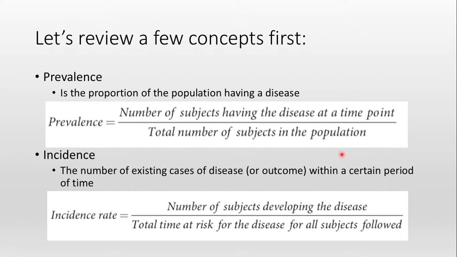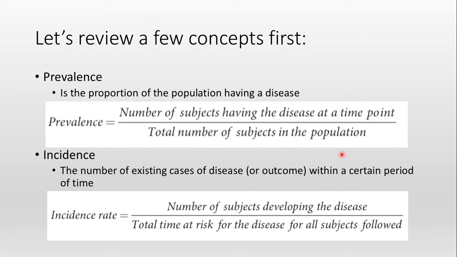All right. What is prevalence? Prevalence is the proportion of the population that has a disease. And so that is how you calculate a prevalence: you take the number of subjects who have a disease or some condition, and you divide them by the total number of subjects in the population. So a good way to remember prevalence: P, population.